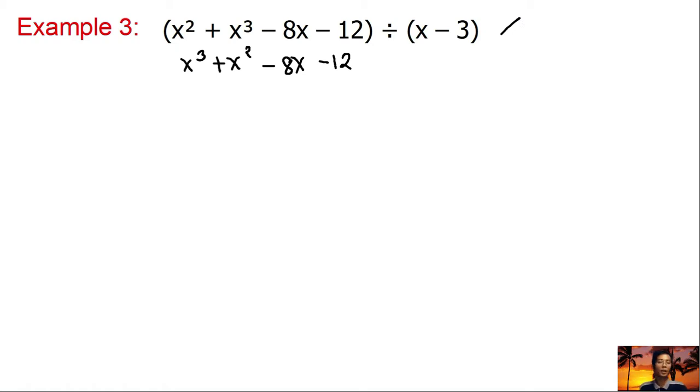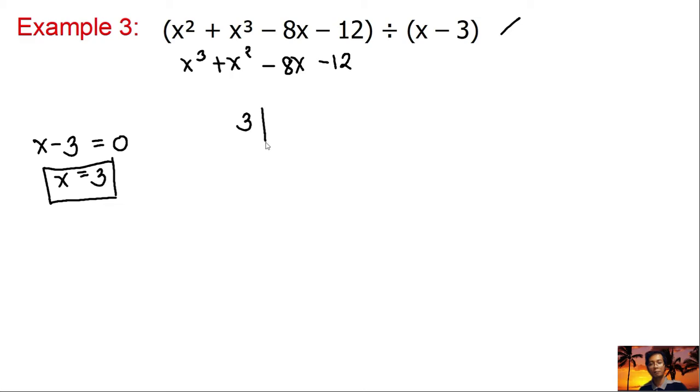So, okay na. Next step, kunin natin yung ating divisor, x minus 3. Write our divisor, x minus 3, and then equate it to 0. So, after equating it to 0, solve for x. So, transpose negative 3. So, x becomes positive 3. Ayan. So, ito po yung ating magiging multiplier mamaya. Since x equals 3, so write 3 here.